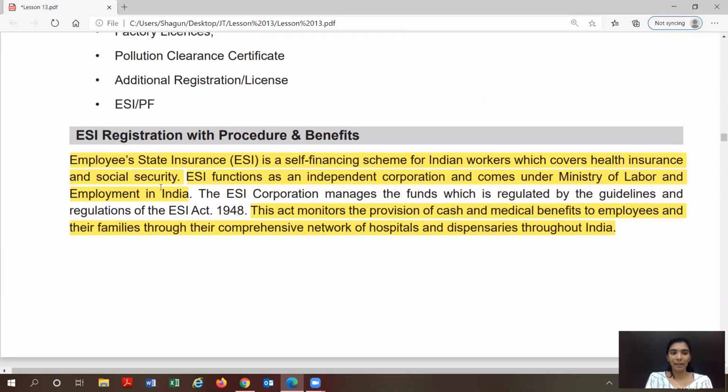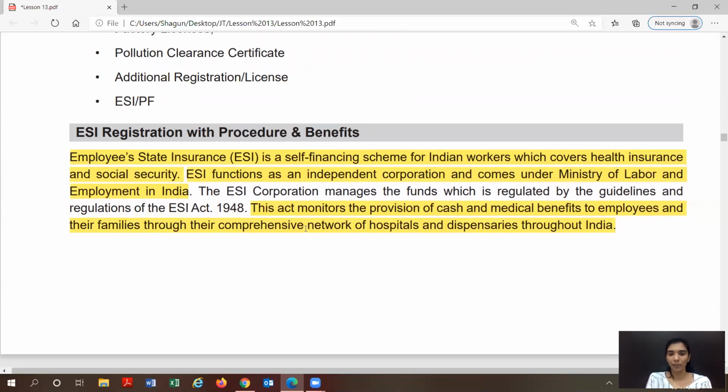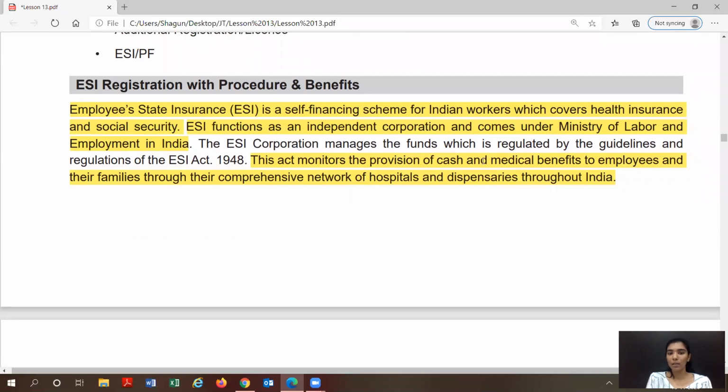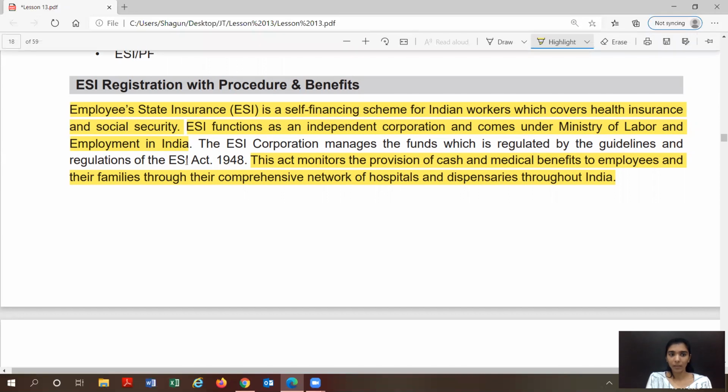Now there's next category of registration called as employee state insurance. What is employee state insurance? It is a self-financing scheme for Indian workers जो basically जो employees होता है उनके health and insurance schemes को cover करता है. It is covered under the Ministry of Labour and Employment of India, and this act monitors the provision of cash and medical, the ESI Act or the Employee State Insurance Act 1948.